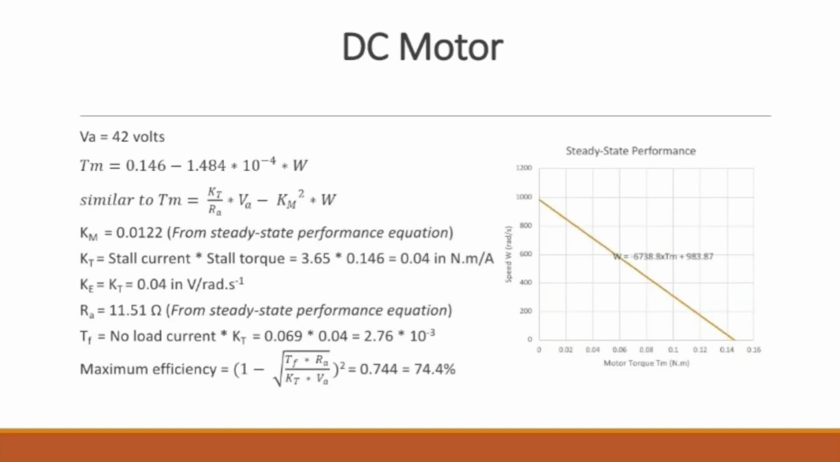For the DC motor, using the specs given, the parameters of the DC motor are as follows. Assume VA equals 42 volts. Using the no-load speed and the stall torque as 2 points, we plotted the following graph. Therefore, we got the following values of Km, Kt, Ke, Ra, Tf, and maximum efficiency.